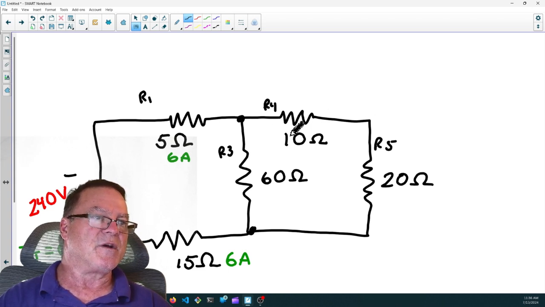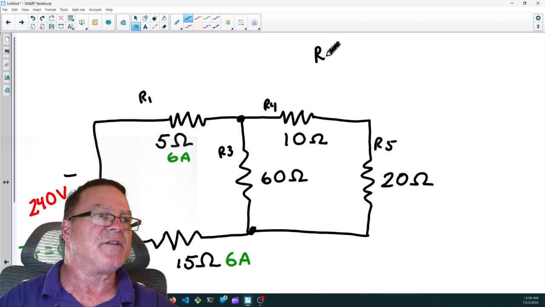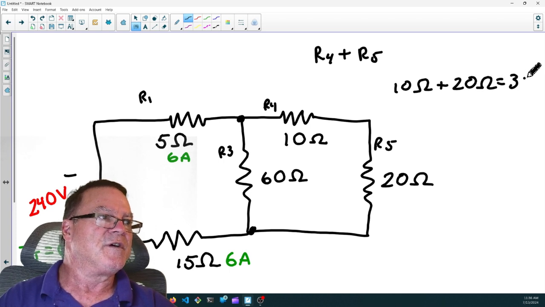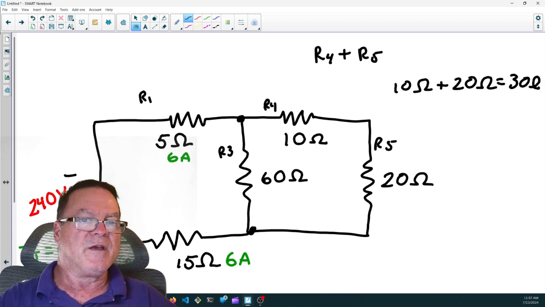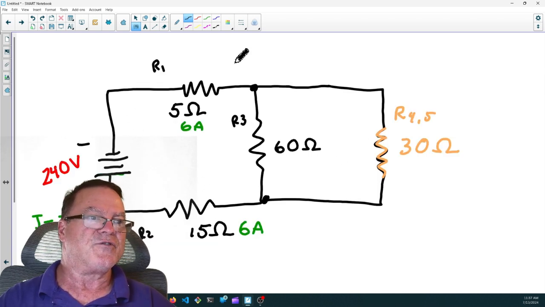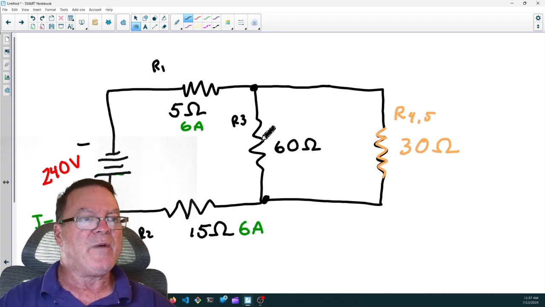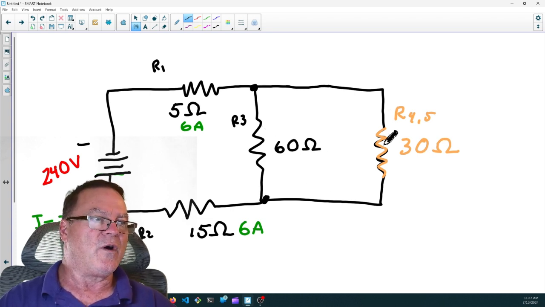So the first thing we're going to do is combine R4 and 5. And since they're in series, we're going to add them together. R4 plus R5. So 10 ohms plus 20 ohms equals 30 ohms. So let's go. I've taken the liberty of drawing this. Here's my equivalent resistor, R4, 5, and it's 30 ohms. So now we have R3 in parallel with R4, 5. And we want to combine these two.